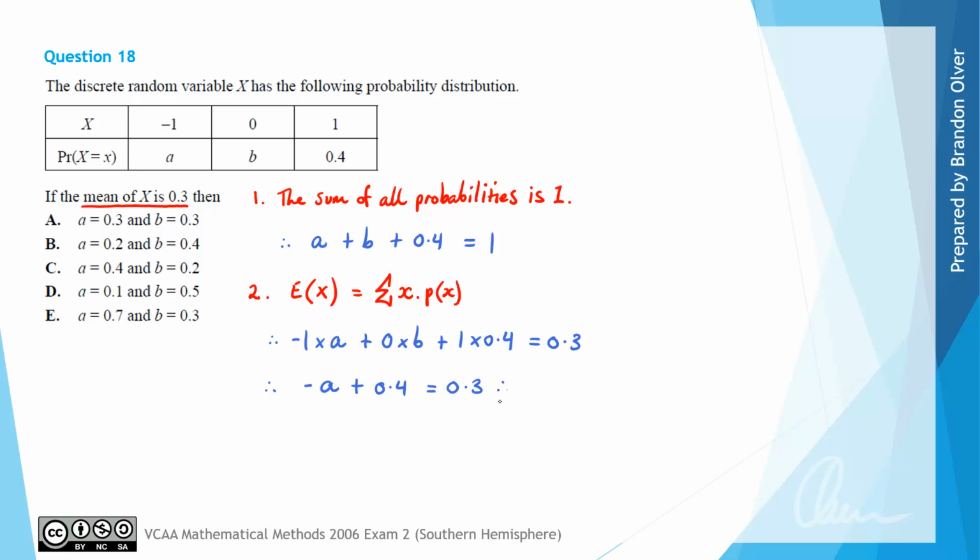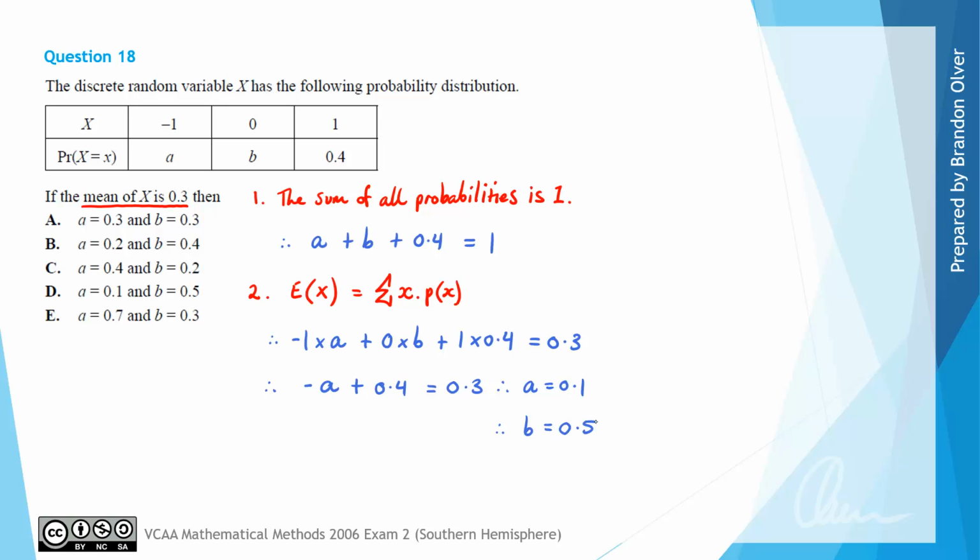And we can pretty quickly work out that that means that a must be 0.1. And then using the top line, we'd have 0.1 plus something plus 0.4 equals 1. So the b value must be 0.5.